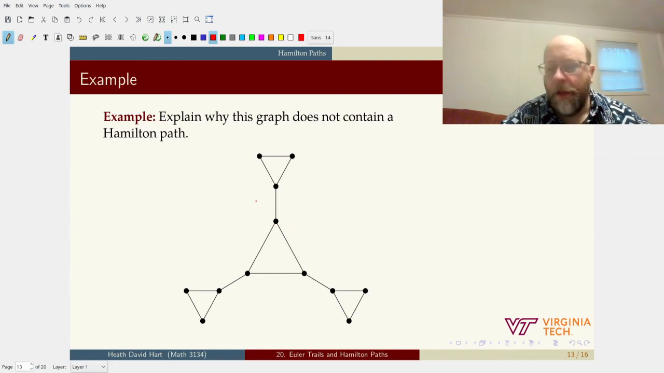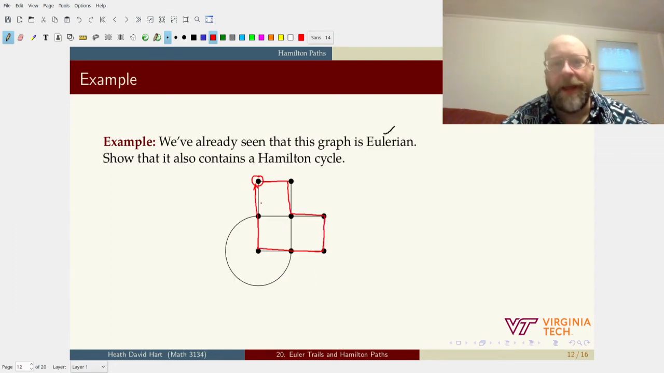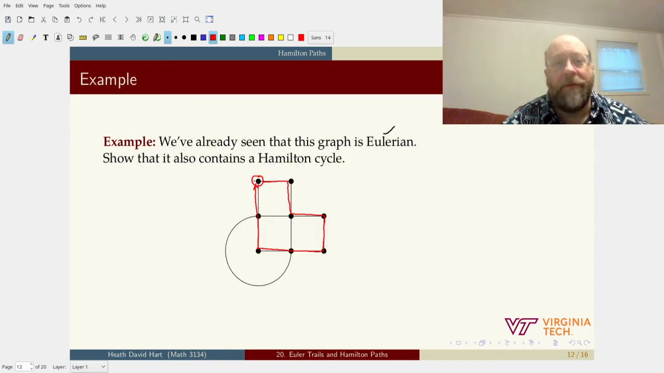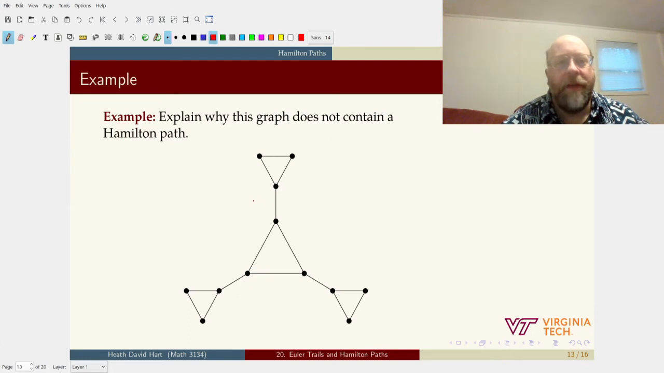So this graph does contain a Hamiltonian cycle. In fact, it's a cycle. We come back and return back to our starting vertex. This graph does not contain a Hamilton path.